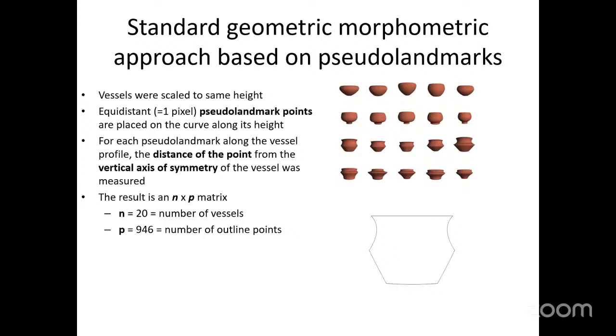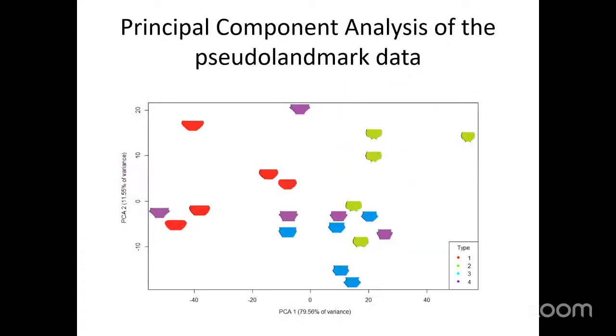So the first one is based on pseudo landmarks. What you do is you measure distances of the points along the vessel profile, distances from the axis of symmetry, and then you apply some multivariate statistics. It's usually the principal component analysis. And this is what you get when you plot the results on this 2-dimensional PCA plot.